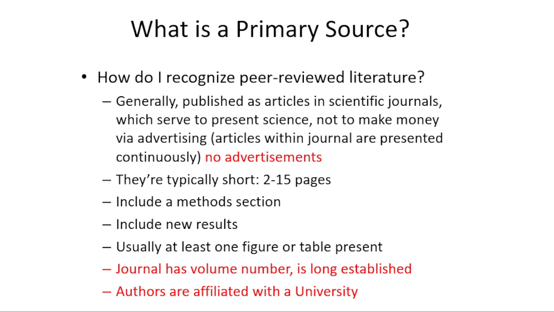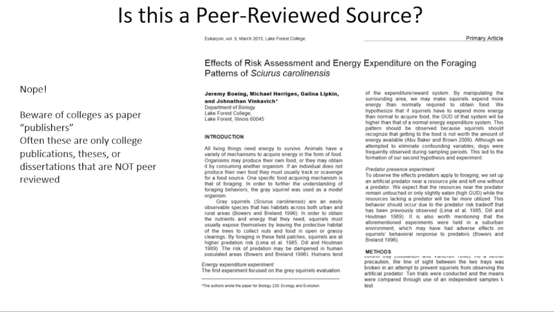So what is a primary source? Or how do you recognize it? So generally they're published in scientific journals that serve to present science and not make money via advertising, so there'll be no advertising. They're typically 2 to 15 pages long. They include a methods section, they include new results, and they include at least one figure or table. And there's often, if there's a journal number with a long established number, they'll be peer reviewed, and the authors are typically affiliated with the university.